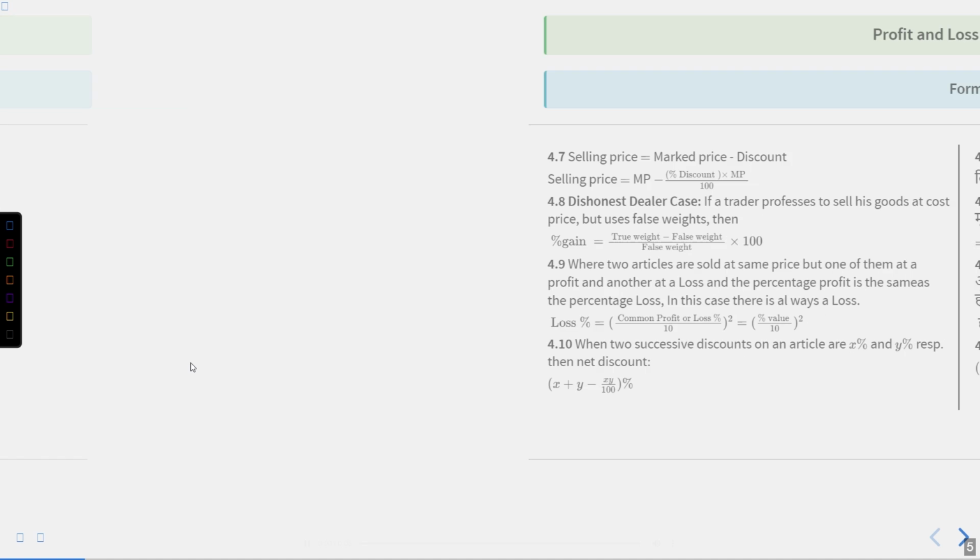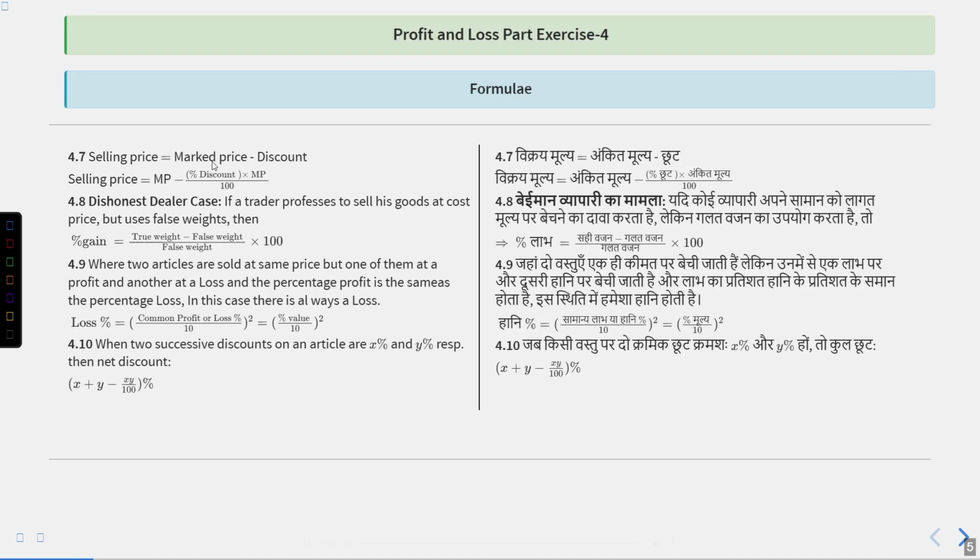Let's see some other formulas. Selling price equals mark price minus discount, or selling price equals mark price minus discount percentage multiplied by mark price upon 100. Dishonest dealer cases: if a trader professes to sell his goods at cost price but uses false weight, then gain percent is (true weight minus false weight) upon false weight multiplied by 100. Next is where two articles are sold at the same price, but one at profit and another at loss, and the percentage profit is the same as the percentage loss.